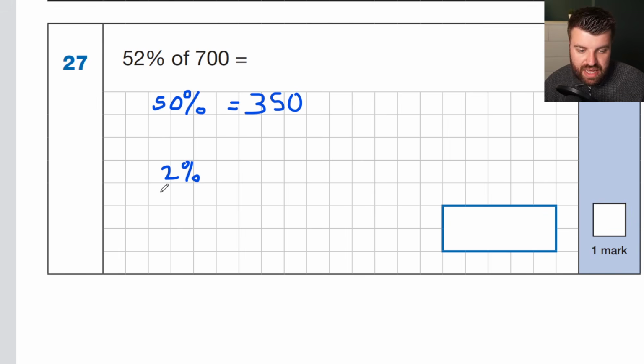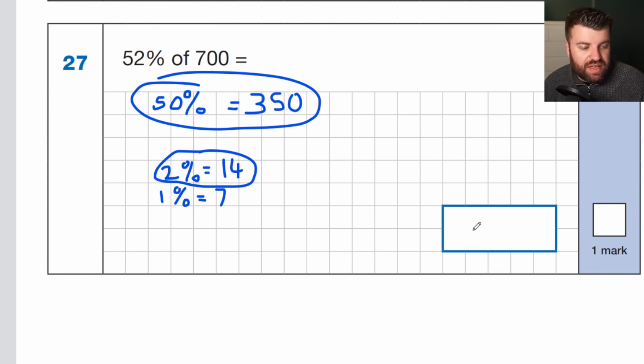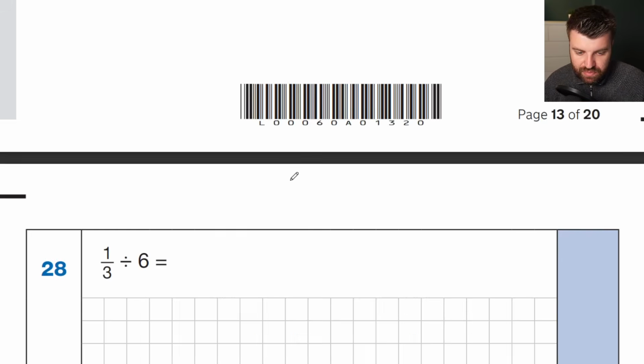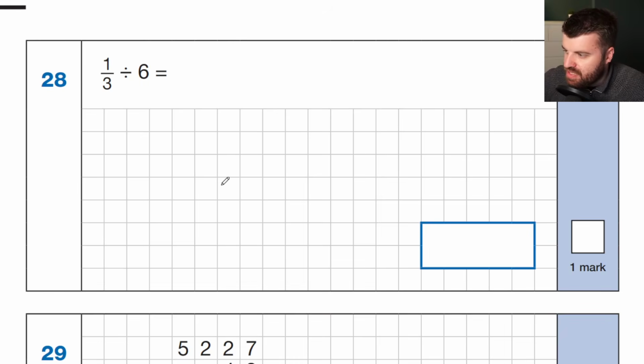2%, well, okay, let's start off by thinking about this. 1%, we're going to divide 700 by 100. So 1% is 7. 2% is double that, which is 14. So what we need to do is add up 2% and 50%, which means we get 364 as our answer. We're nearly there, guys. We are storming through still.